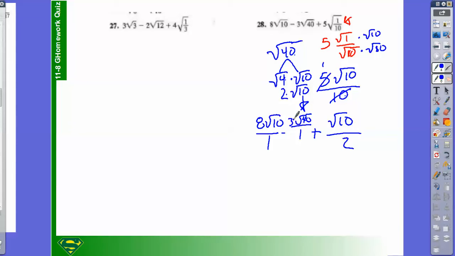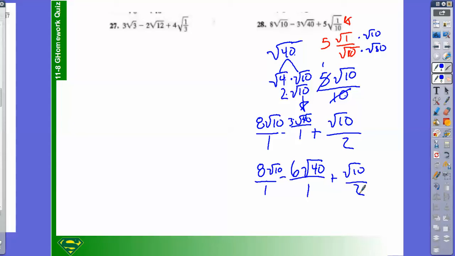2 times 3 is 6. So we have 6 root 10 over 1. Now let's rewrite everything else around it. So we have 8 root 10 over 1 plus root 10 over 2. And again, to add two fractions together, you have to have a common denominator. And in this case, the common denominator is just going to be 2.